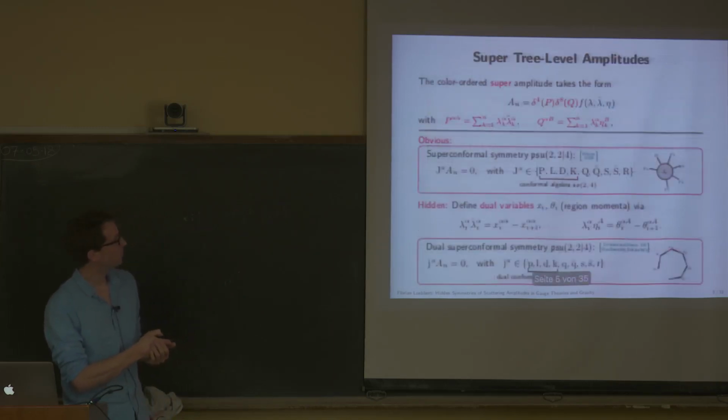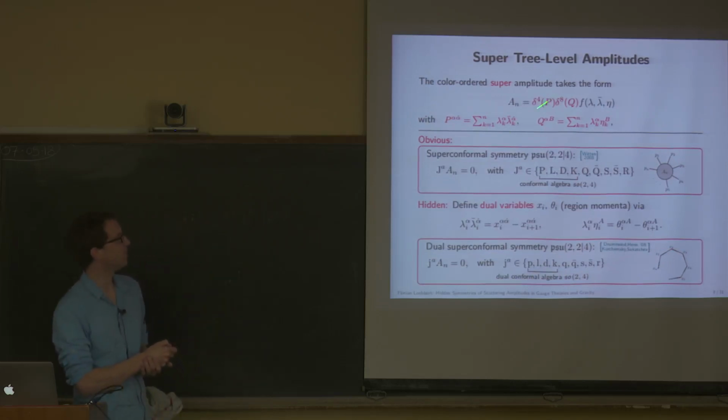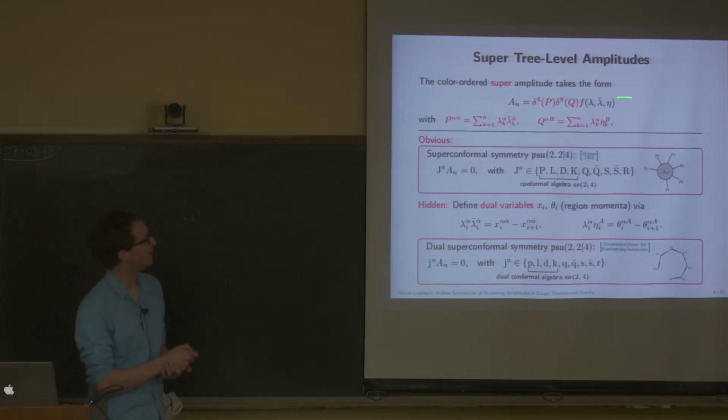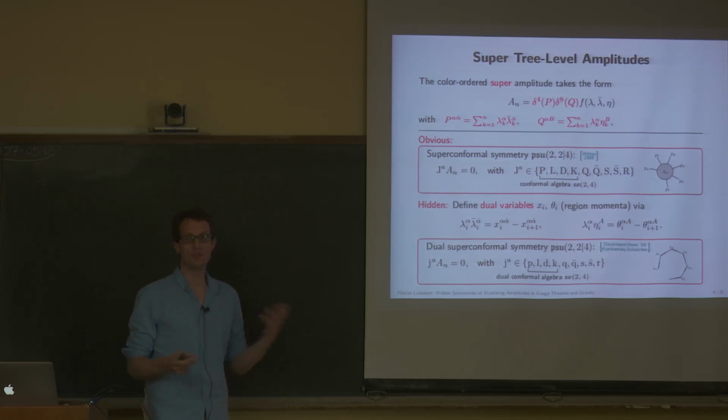So how does this amplitude look like? In addition to the standard overall momentum delta function, I have such a super overall momentum delta function, and then I have some function depending on the spinors lambda, lambda bar, and these SU4 spinors eta. And again, I can sit down and write down a representation of PSU2,2/4 in terms of these generators here. So here I have the conformal subalgebra, Q, Q bar and S, S bar are the supercharges, and the SU4 symmetry, and these are all differential operators in these variables, and one can act with them on the tree-level amplitudes and find that they are annihilated.